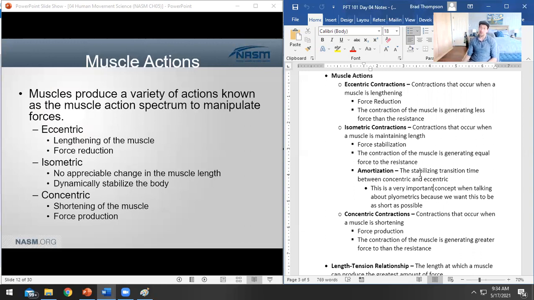I have a 10-pound dumbbell in my hand. I generate 11 pounds of force. I overcome it, right? So the muscle is generating a greater amount of force than a resistance.